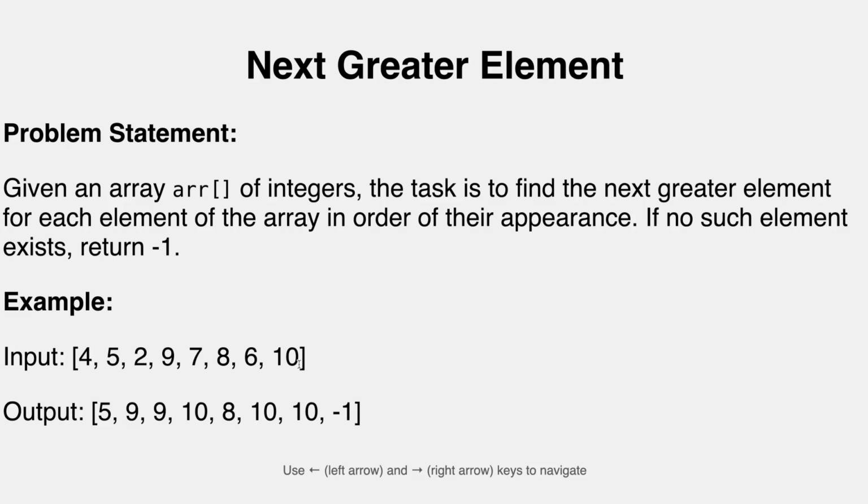Now one observation is that since we need to find the next greater element, that means we need to find a number greater than the current element to its right. For example, if I'm at 4, I need to find the immediate greater element which is after 4, to the right of 4. So to know which would be the immediate greater element than the current element, I should have already seen these elements. For example, if I'm at 7, I should have already seen these 8, 6, 10, to actually figure out the next immediate greater element.